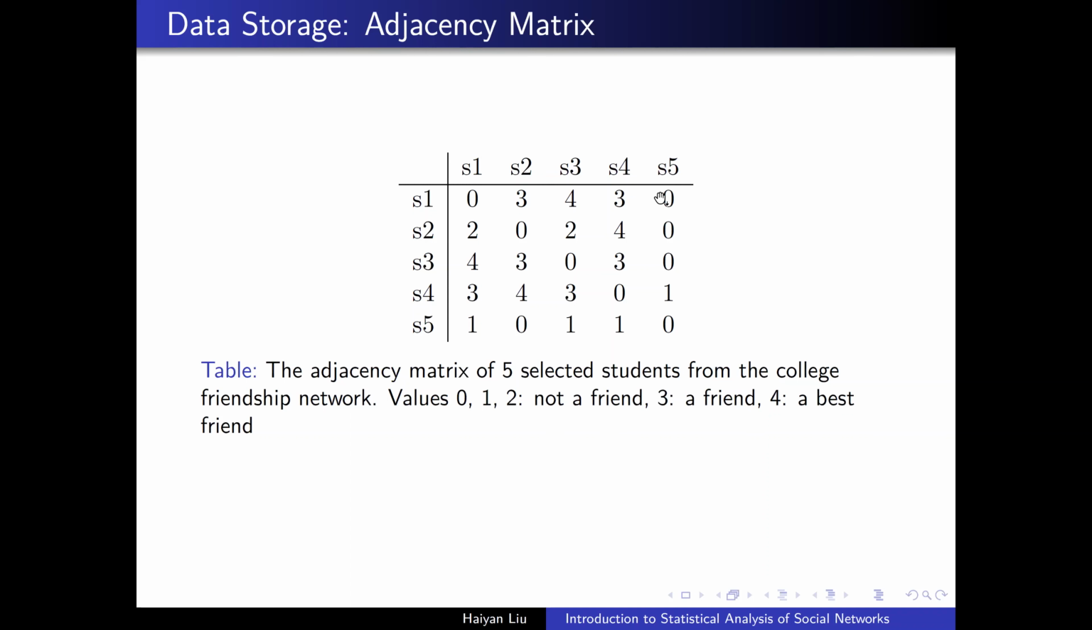Now, the values in this adjacency matrix are different, right? We have 1, we have 0, we have 3, 4. This is because these are relationships with different magnitudes or weights. So the larger the number, usually the stronger the relationship. So an adjacency matrix is a very effective way to save social network data.